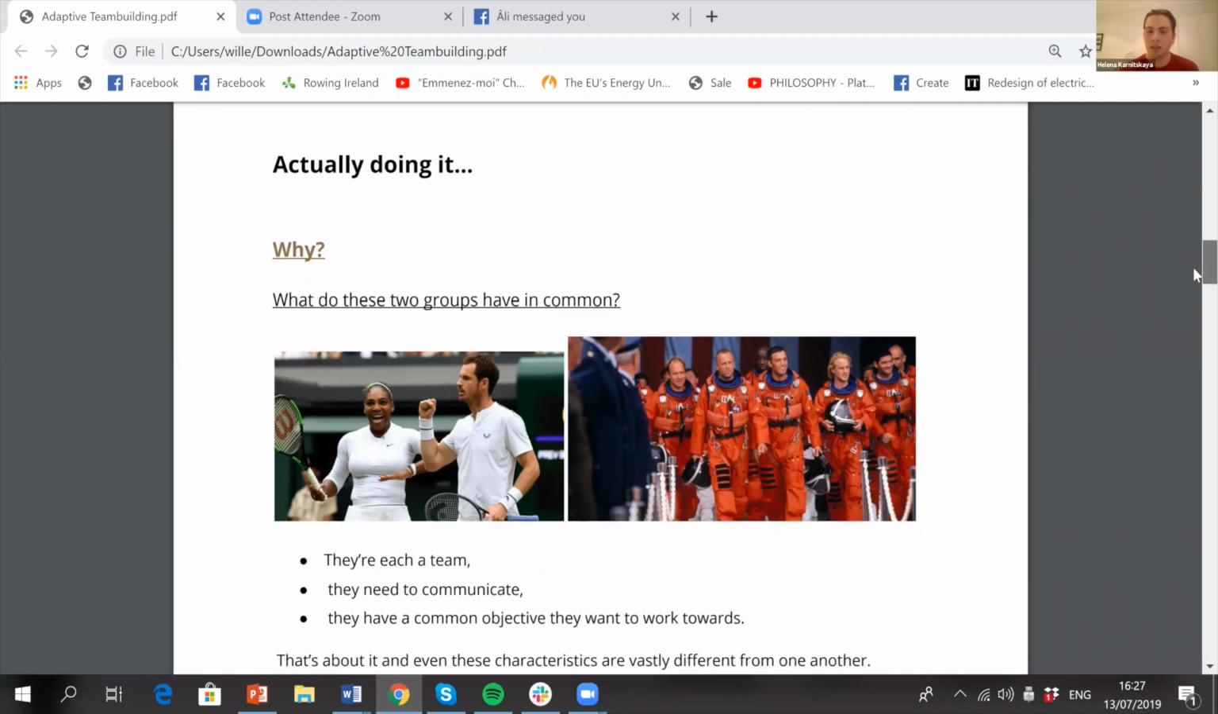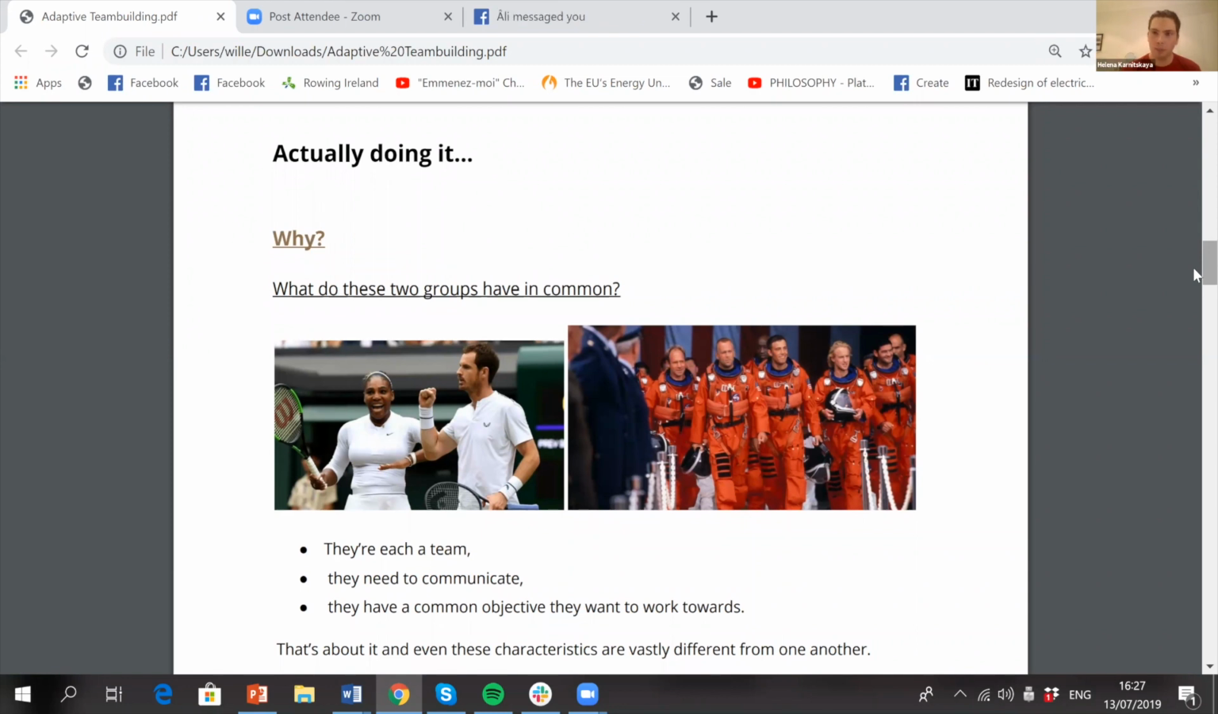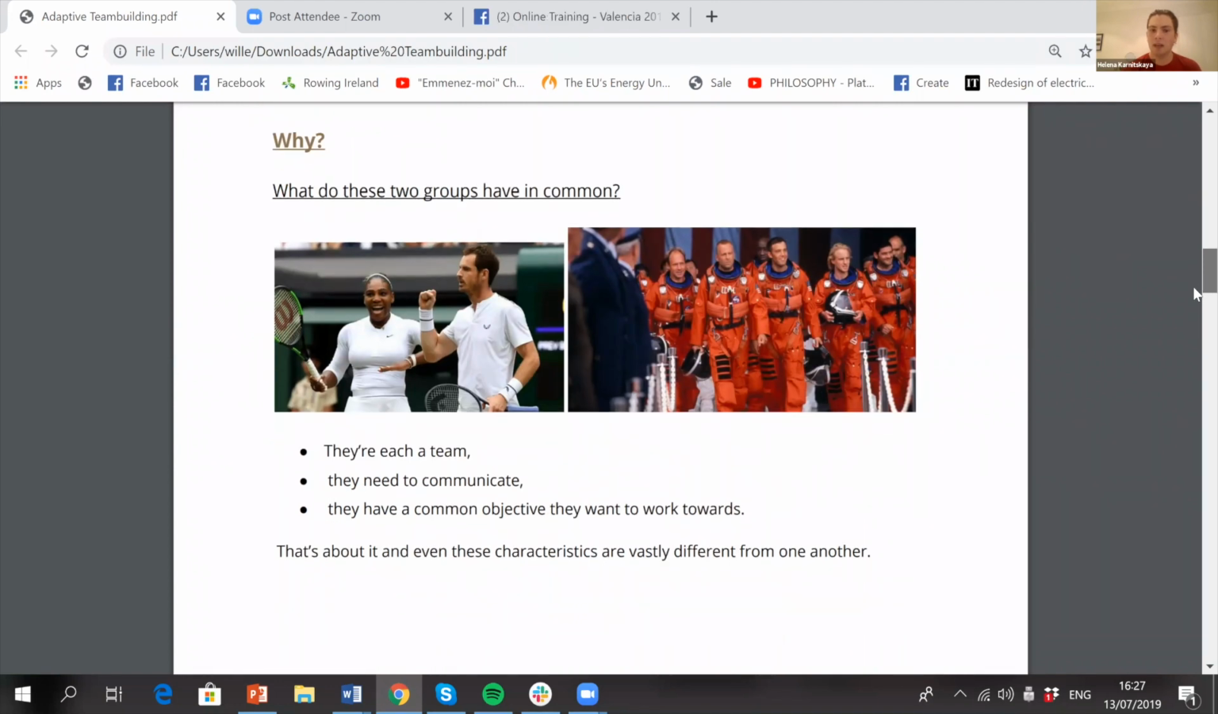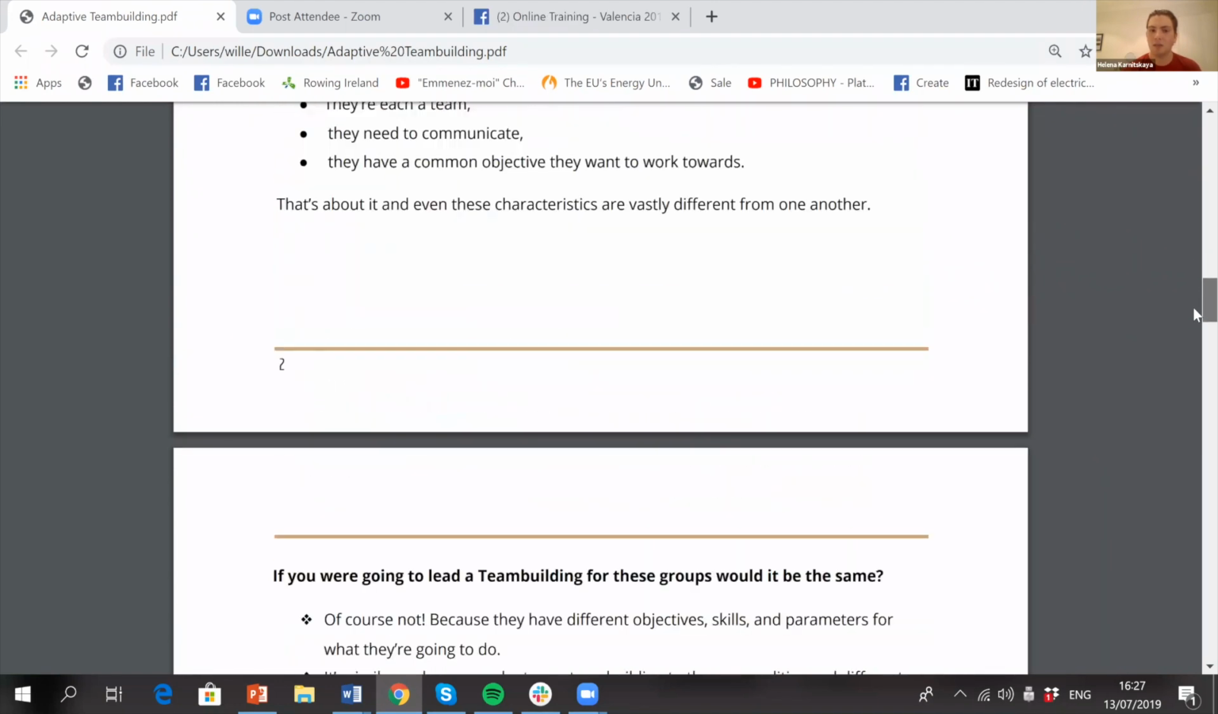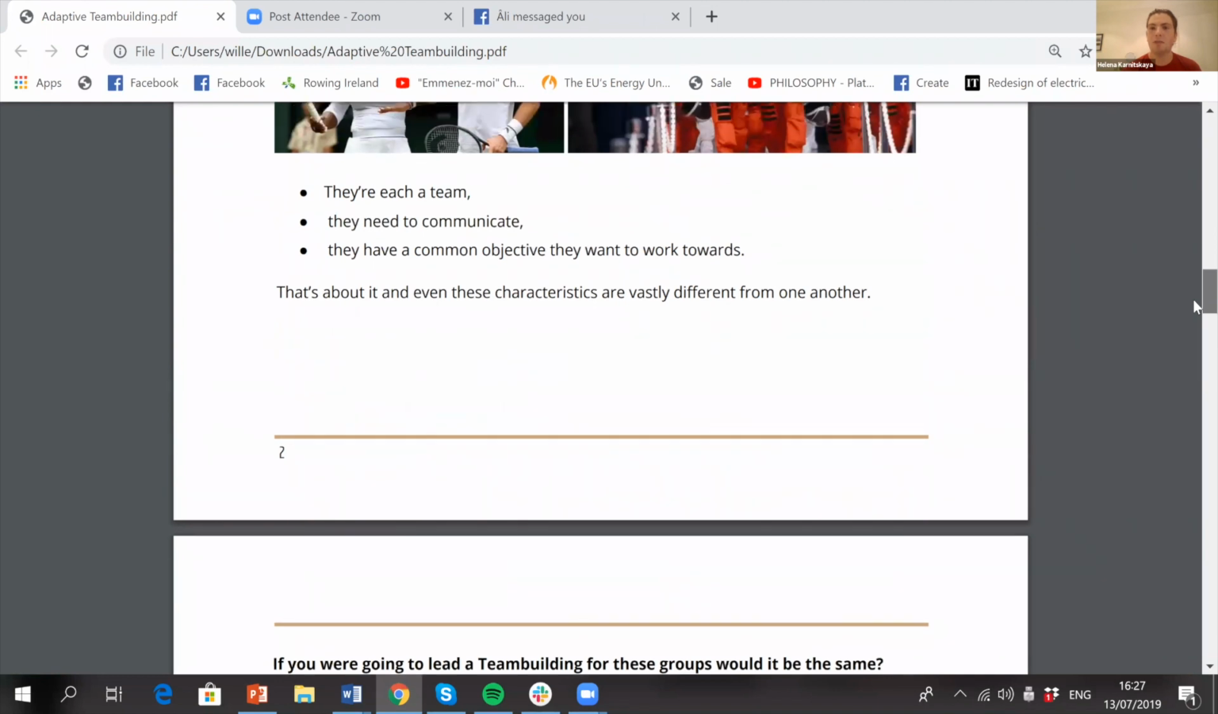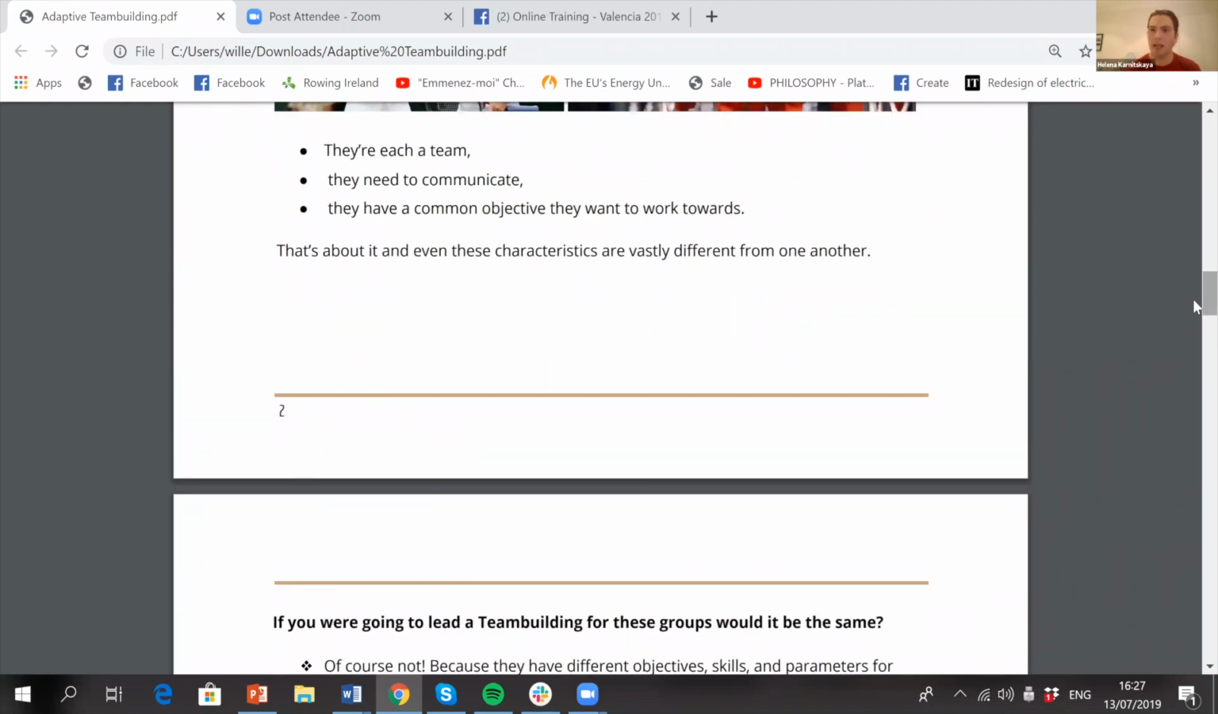And then even then, you can look at each of these: what type of team are they? What type of communication do they need to engage in? And what even is their common objective? You can see even in those, they vastly differ from one another. And as a result, you have this question, which I think is always good to ask: if you're going to leave a team building for Andy Murray and Serena Williams to help prepare them for Wimbledon versus Bruce Willis and Owen Wilson for Armageddon, would it be the same team building structure? I think the quite obvious answer is no, it wouldn't be.